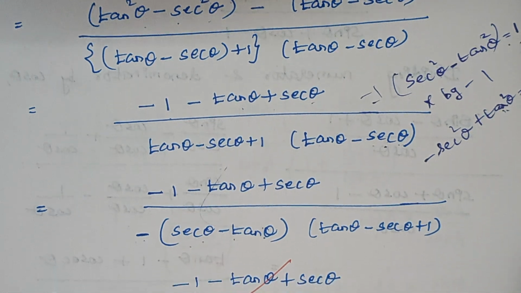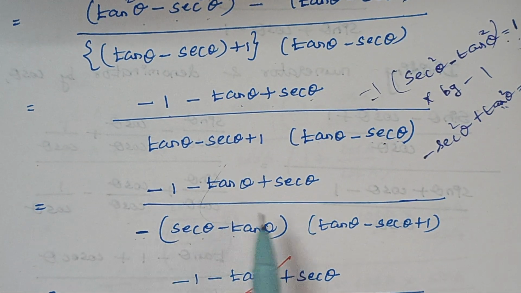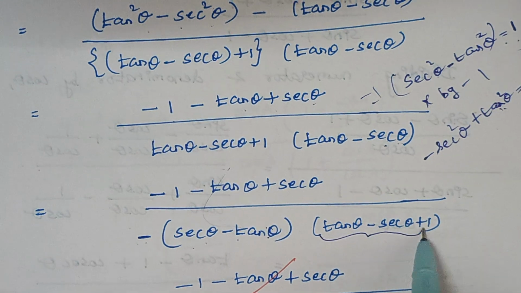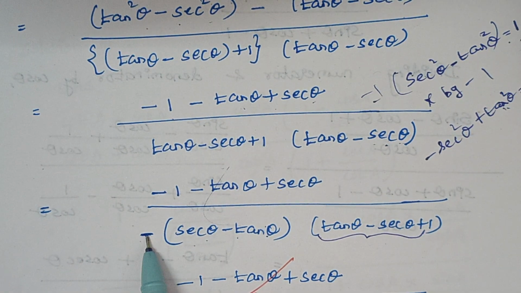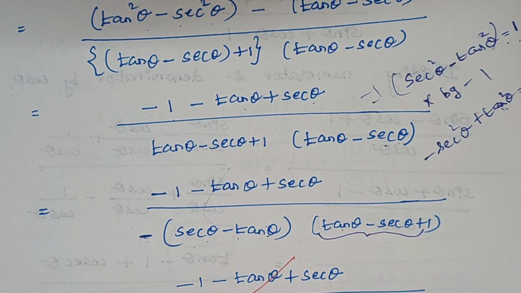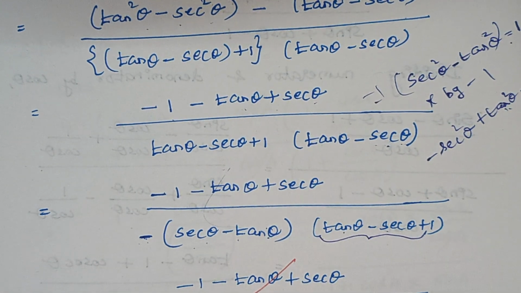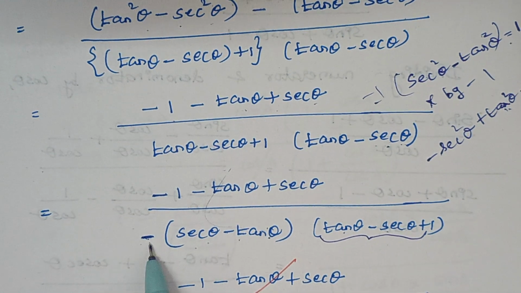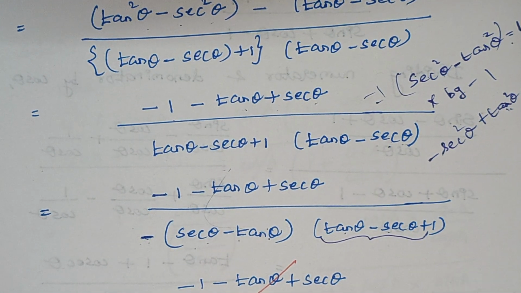Now again I am multiplying this expression with this minus sign. Minus into plus tan theta becomes minus tan theta. Minus into minus secant theta becomes plus secant theta. And again this minus into plus 1 becomes minus 1.